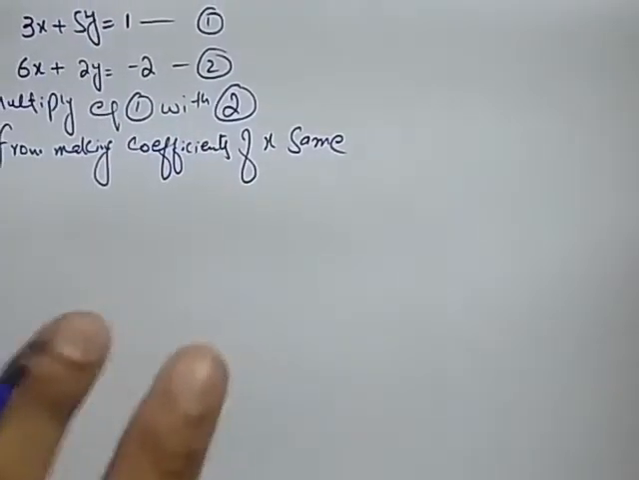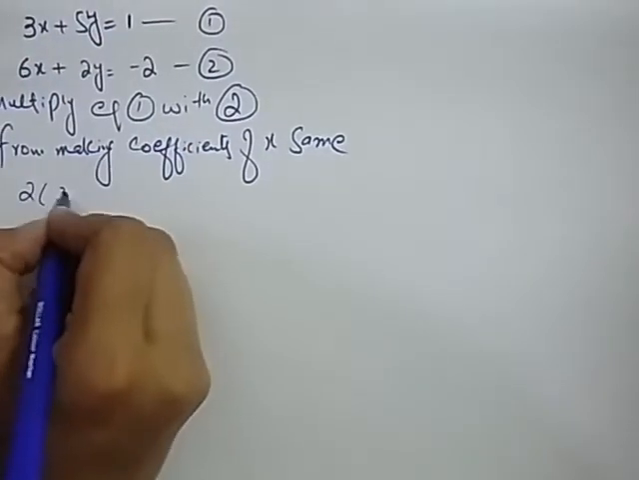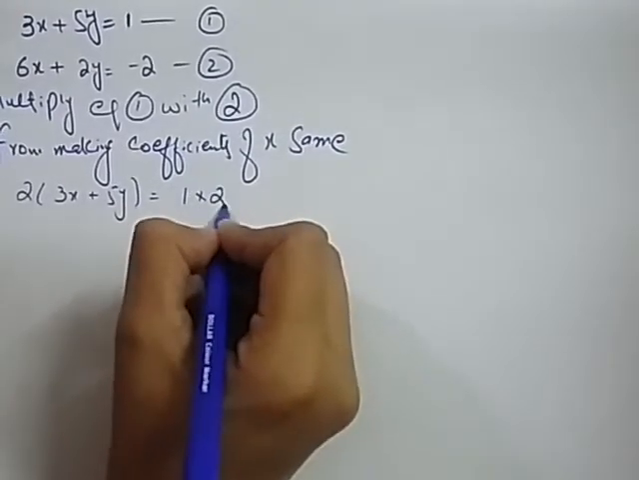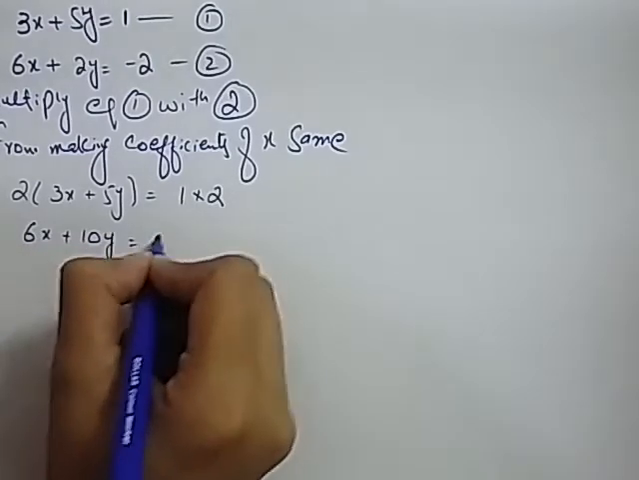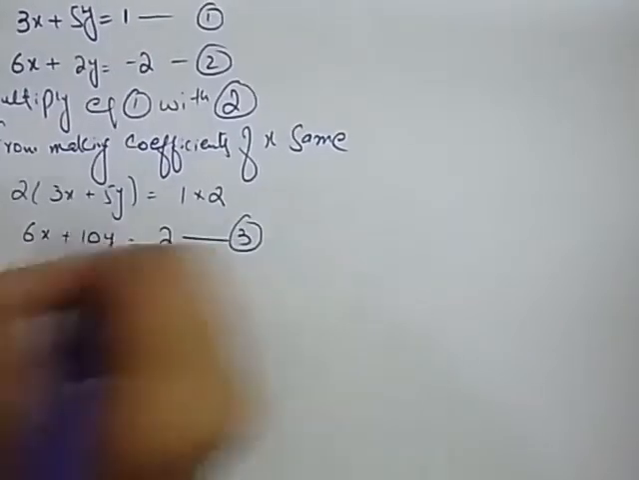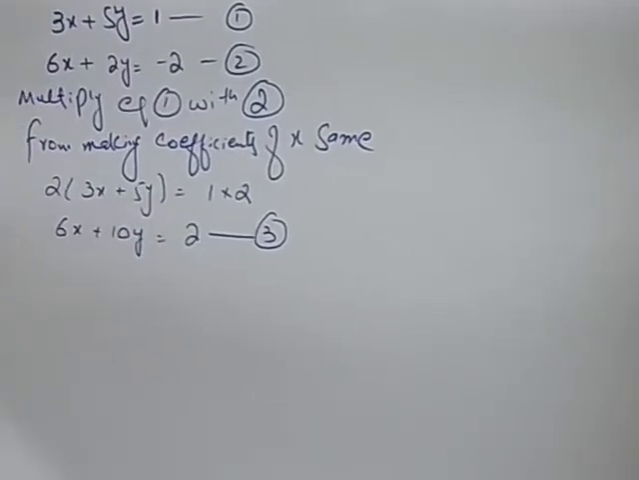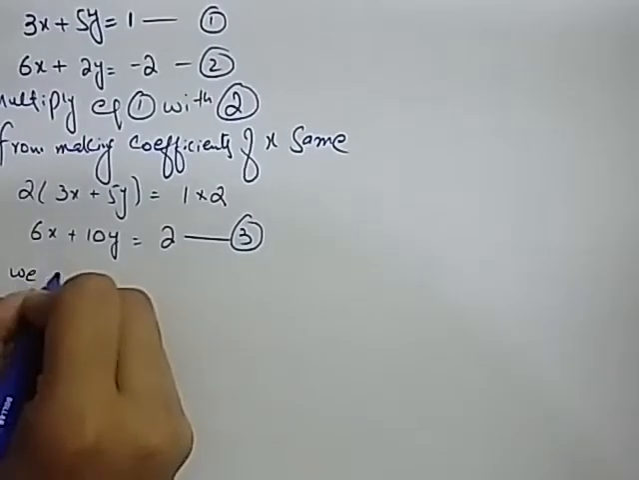It will be easy for me to substitute the value. Okay, so 2 multiplied by 2, open the bracket. Now 6x plus 10y is equal to 2. This is equation number 3. Okay, now this is equation number 2, and this is equation number 3. You can get the value from equation number 2 as well, or you can get it from equation number 3 as well. It's up to you.